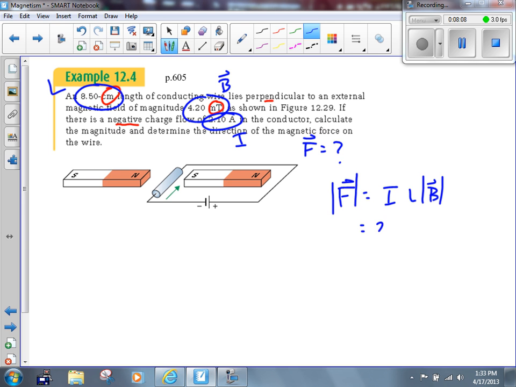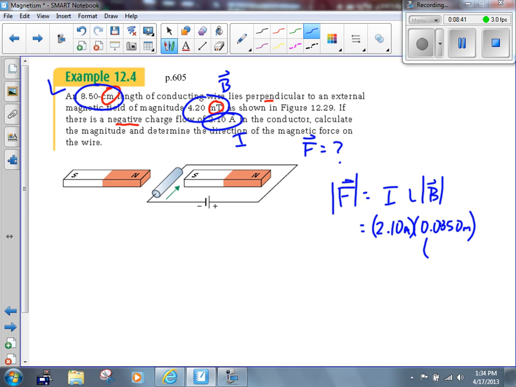The current here is 2.10 amps. The length of the wire, we have to convert to meters. It's 0.0850 meters. I noticed a number of people between period 2 and period 3 on their labs used a length of wire of 8.4 centimeters. When they converted that, they converted it as 0.0084 meters, not 0.084 meters. We're dividing by 100, not by 1,000. So 8.5 centimeters becomes 0.085 meters.